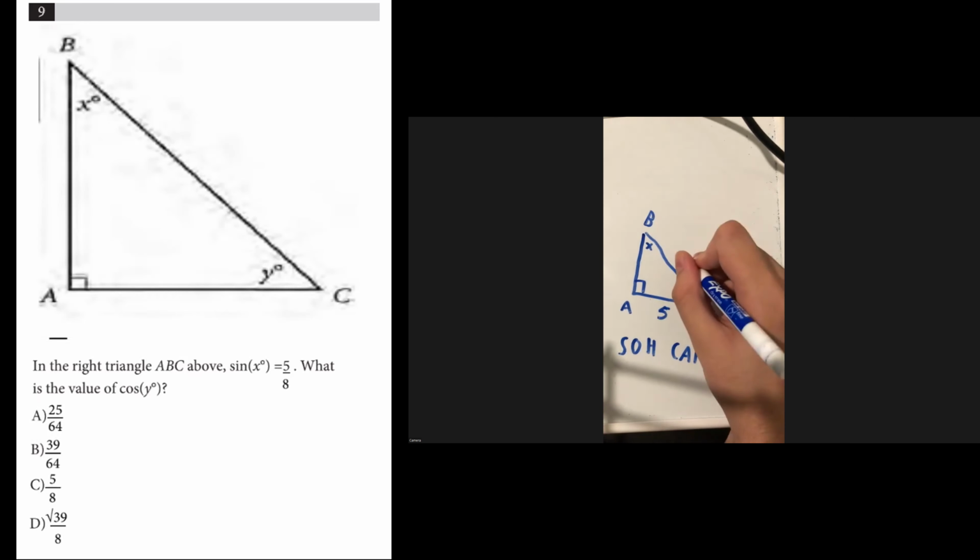Okay, so for question 9, it says in the right triangle ABC, sine x equals 5/8. What is the value of cosine y? Well, sine is just opposite over hypotenuse. So opposite would be 5. Hypotenuse would be 8. And we're asked to find cosine y. So cosine is adjacent over hypotenuse. So for y, adjacent is 5. Hypotenuse is 8. So that'd be 5 over 8. So the correct answer here is answer choice C.